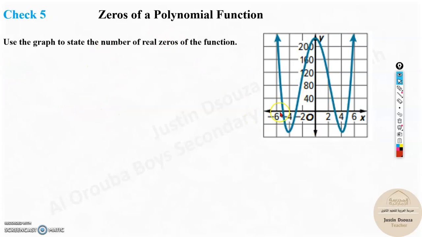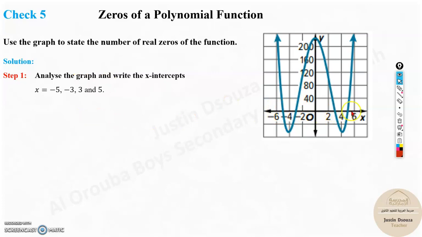Similarly, you can just count over here. They have asked the number of real zeros, not the answers as well. But let's write the answers. What are the x-intercepts? It'll be -5, -3, 3, and -5. So there are a total of 4. The answer is 4 real zeros.